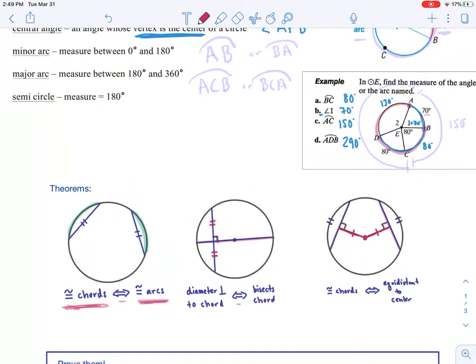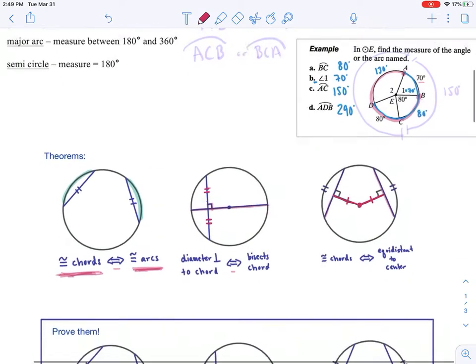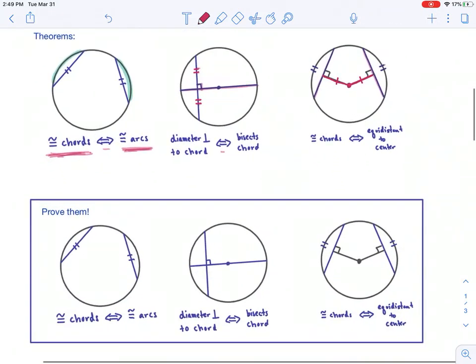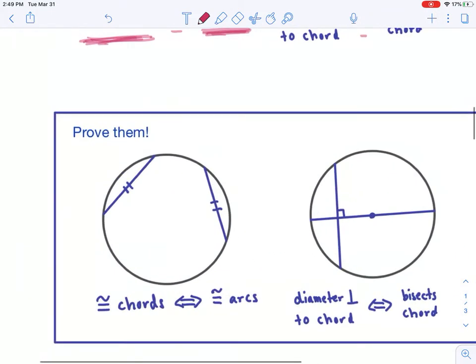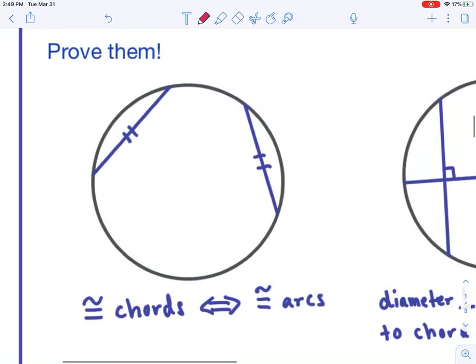Yeah, we always made a circle card. I'll find a way to make that happen too. But those are how I like to see them, with the picture and the words. Okay, and then we need to prove them. Prove it to me. Prove each one of these theorems, because that's how you're going to remember this stuff.